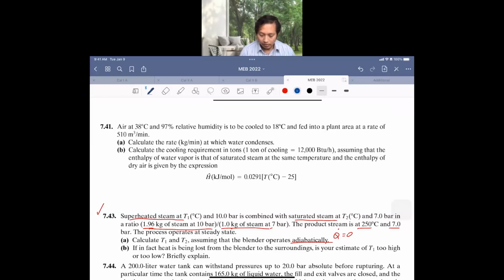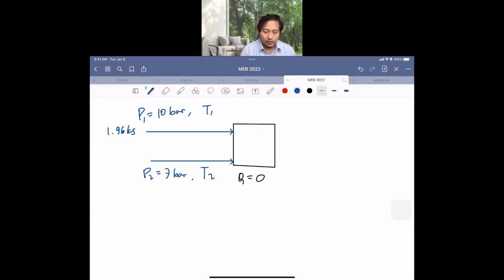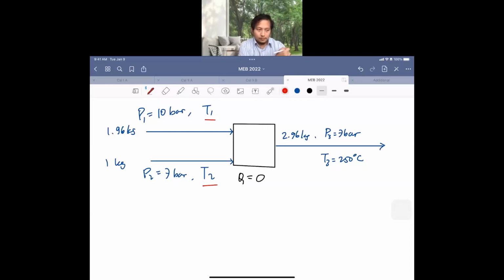So the ratio for T1 should be, if this is 1.96 kilogram, this should be 1 kilogram, based on the ratio. So the total, if we have this mass, then we have 2.96 kilogram at the output, right? And the conditions, this is 7 bar, and T3 is 250 degrees Celsius. What we are looking for is T1 and T2. If you look at the saturated steam at P 7 bar, you will get your T is 165 degrees Celsius.